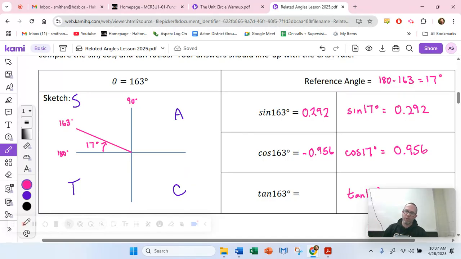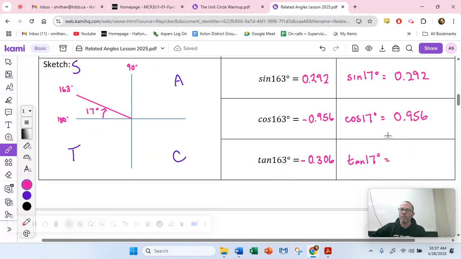All right, let's finish this one off, and we'll do a few more of those little exercises together. The tan of 163 is minus 0.306. Minus, because only sine is positive in that quadrant. The tan of 17 should be the exact same number, but positive. It all fits together. They're related angles. Why are they related? Same reference angle.